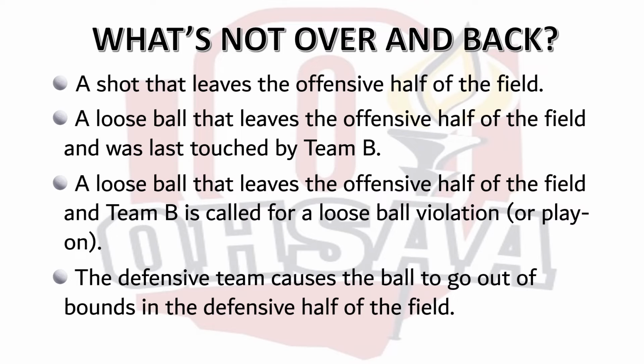It's not over and back. Well, we all know a shot can never be over and back. A loose ball that leaves the offensive half of the field that was last touched by B, a loose ball that leaves the offensive half of the field, and B is called for a loose ball violation or play on. And finally, the defensive team causes the ball to go out of bounds in the defensive half of the field.